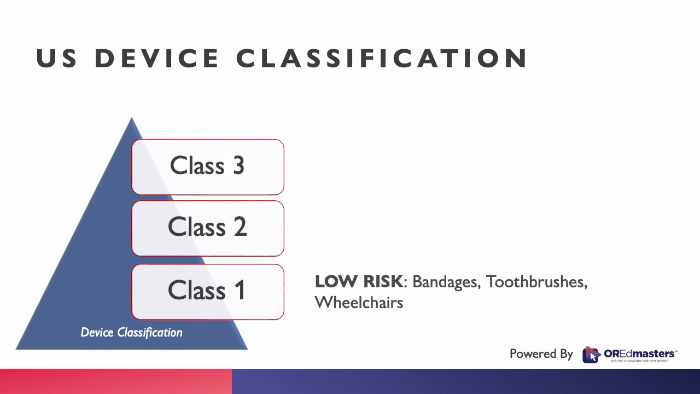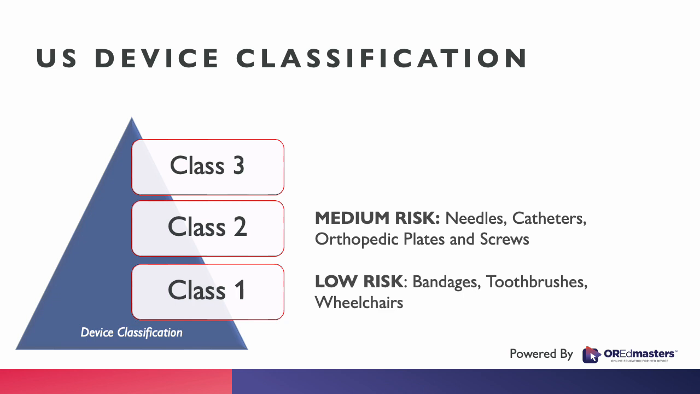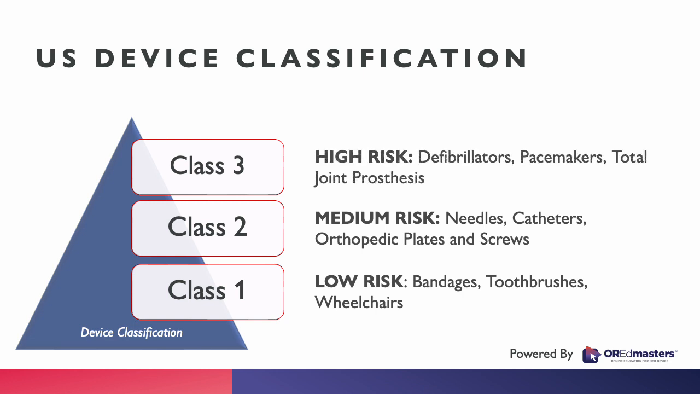Class 1 being lowest risk, and examples include bandages, toothbrushes, or wheelchairs. Medium risk, Class 2 examples include needles, catheters, or orthopedic plates and screws. The highest risk is Class 3. Examples include defibrillators, pacemakers, or total joints.